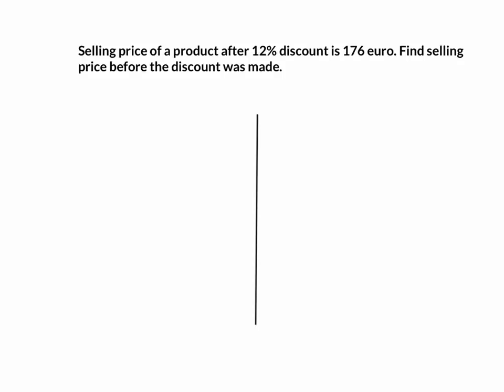So the first method is we're going to figure out what percentage 176 euros is worth. Well, if it's a 12% discount, that means you're taking 12% from 100%. That's going to give you 88%. So 88% is the equivalent of 176 euros. Now the original price of the product would be the equivalent of 100%, of course. So really what we want to do is find out what 100% is worth in euros.